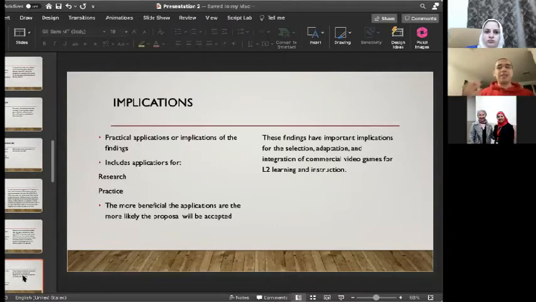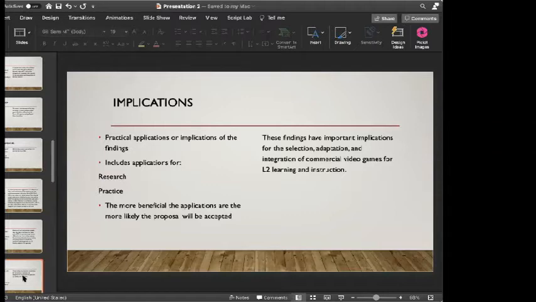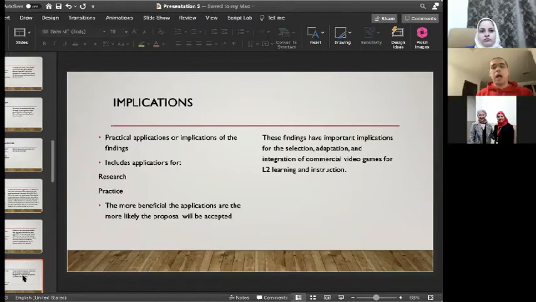So adding a sentence about how these findings could improve instruction or improve research development or any practical applications or benefits can really go a long way in making your proposal more appealing.